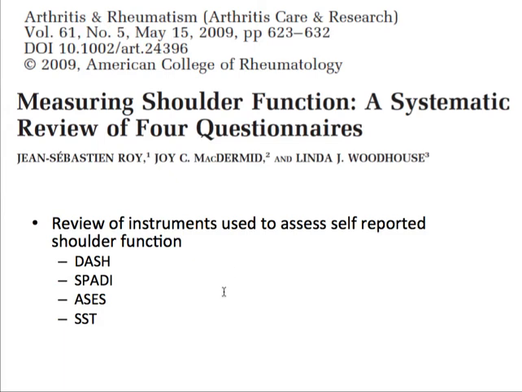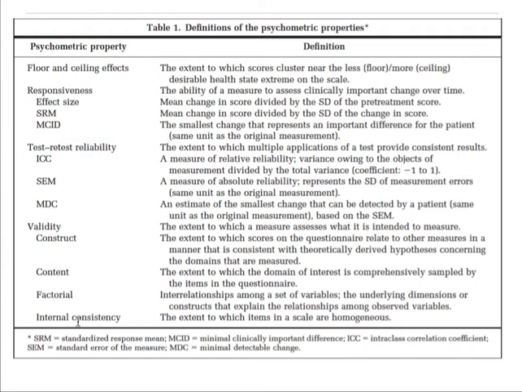So now let's look at how MCIDs and MCDs and reliability statistics and construct validity, that includes convergence and divergence, is used to choose one scale over another. So this is a systematic review that was published in 2009 on different shoulder tests. You can see here there's the DASH, SPADI, ASES, and the SST. These are all different shoulder tests that have been proposed and have published data on them. And so what this article is intending to do is compare all of these variables between the different shoulder tests in an effort to demonstrate which ones have good reliability and validity and could be useful clinically.